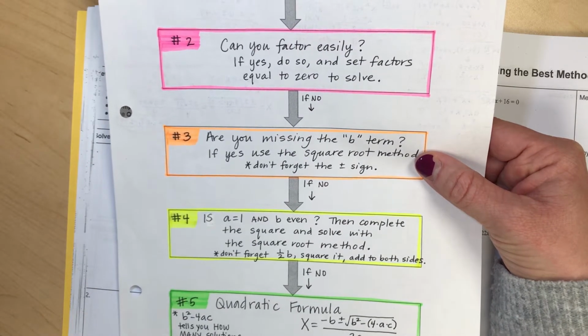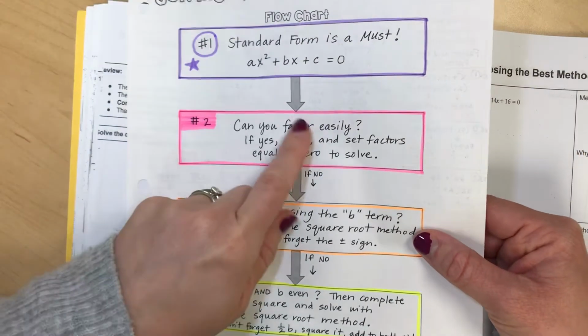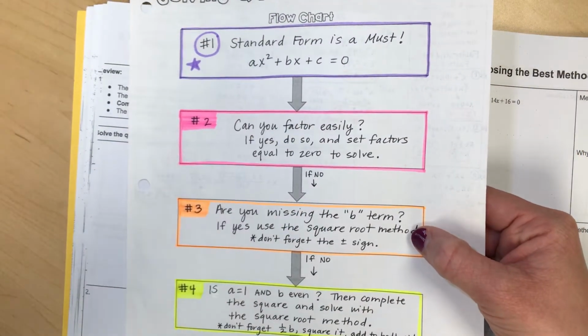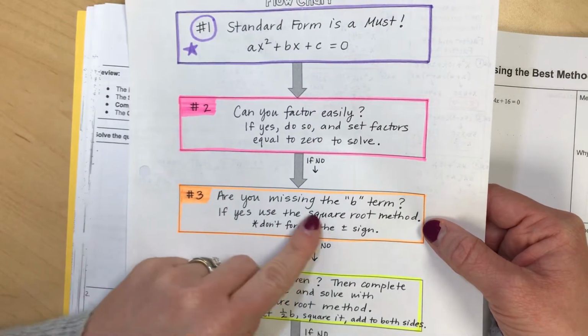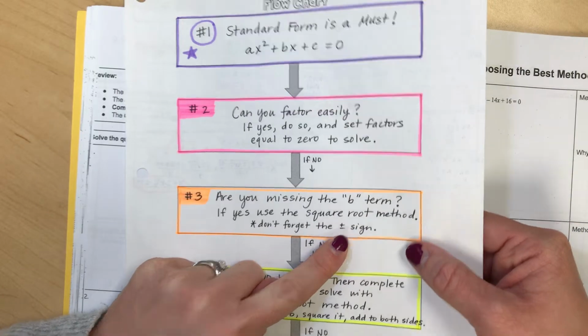is look for the middle term. The middle term meaning the linear term, the bx term. If that term is missing, then use the square root method. And then don't forget when you apply the square root, apply your plus and minus.